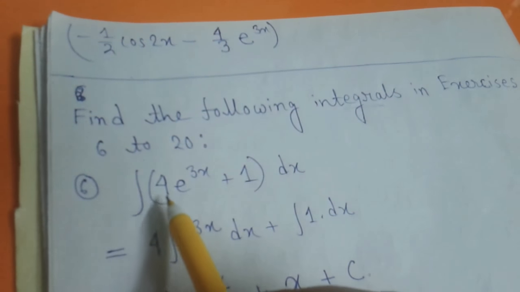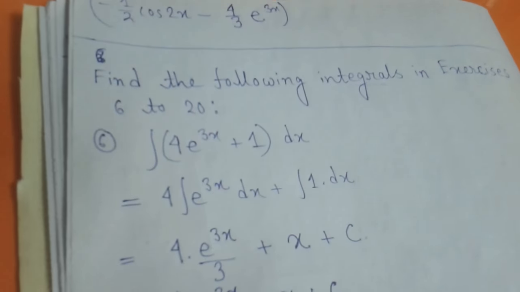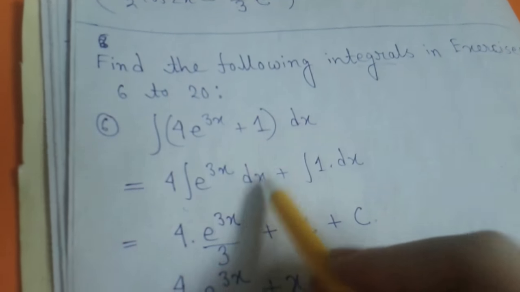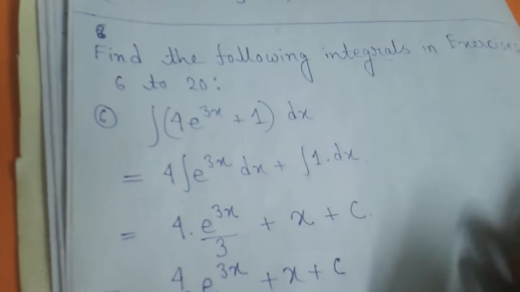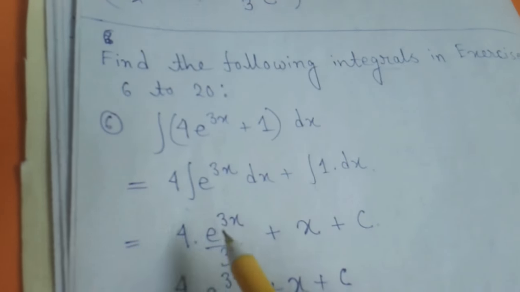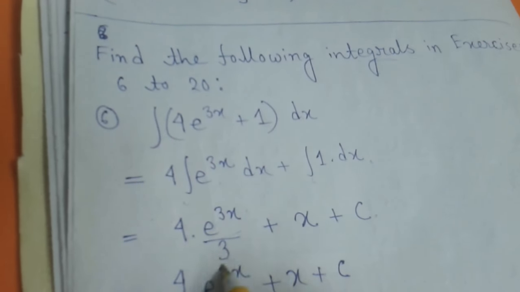6. Integration of 4 into e to the power 3x plus 1 in dx. Breaking it, equals to 4 into integration of e to the power 3x dx plus integration of 1 into dx. We know integration of e to the power 3x is, 4 will remain, 4 into e to the 3x divided by 3.